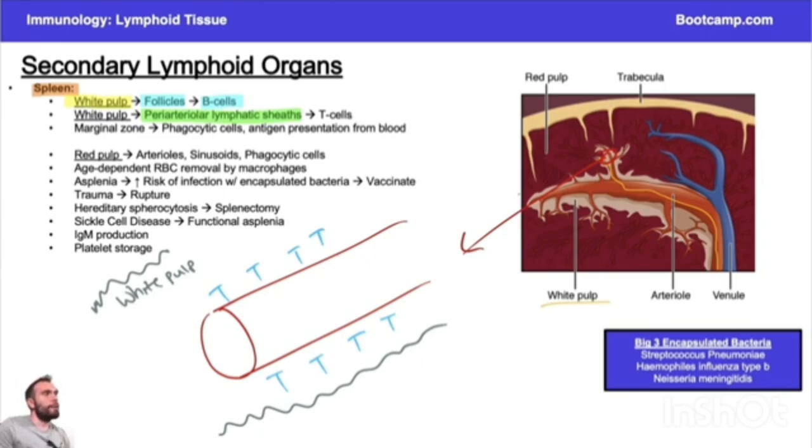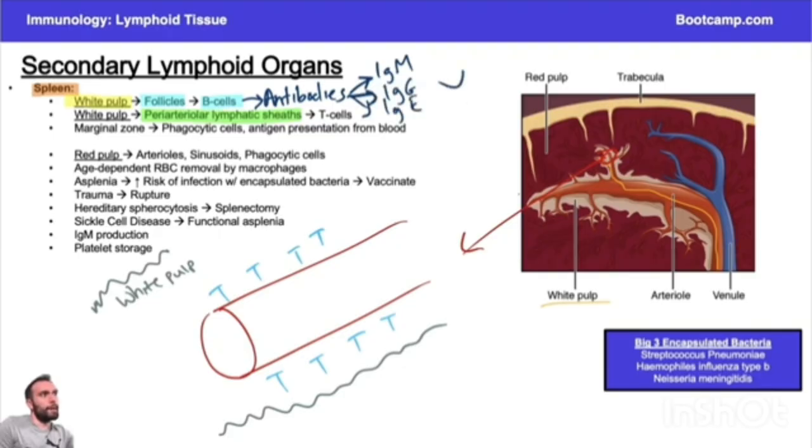And like I said, we also have follicles there. Those follicles are going to have B cells. What are the B cells going to do? These B cells essentially will be producing antibodies. And so when we talk about things like IgM, this is an immunoglobulin M. It's a type of immunoglobulin. IgG, IgE, all of these things, B cells are going to be producing those.